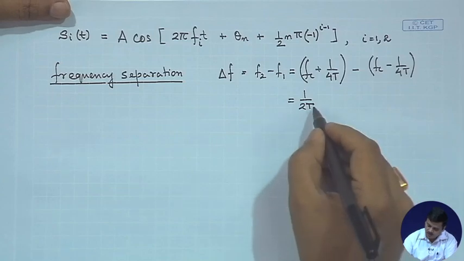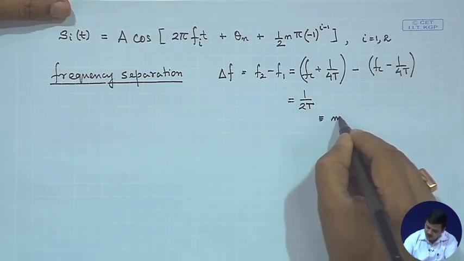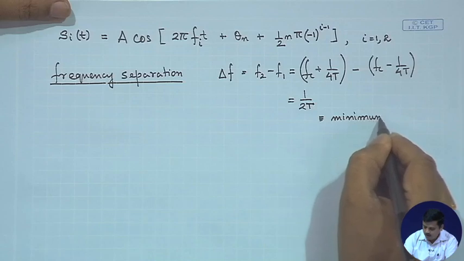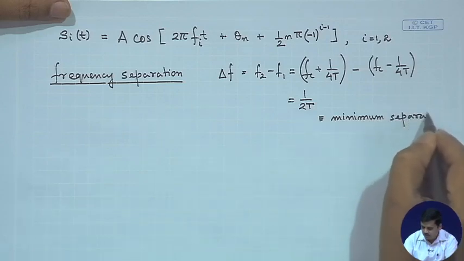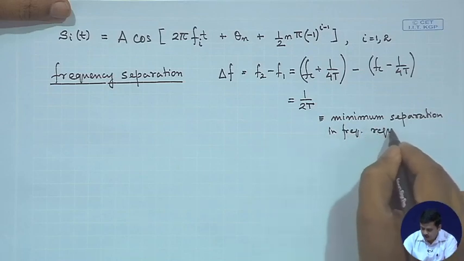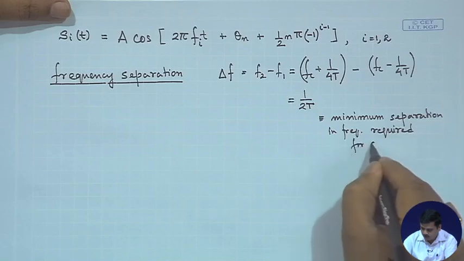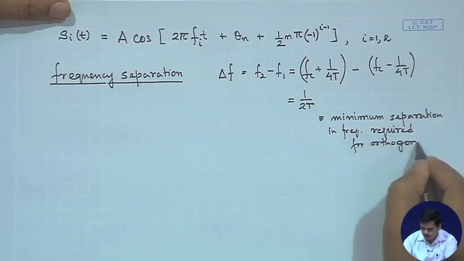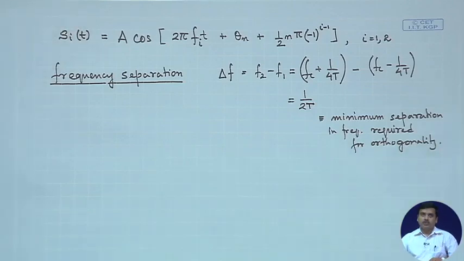So, this would remind you that this is the minimum separation in frequency required for orthogonality. Now, if you would make the separation smaller than this, you would not be able to make it orthogonal. So, what we see is that by choosing the value of h, which is half, and by choosing I n as plus and minus 1, you could generate a binary CPFSK signal, because we have used the same phase terms.